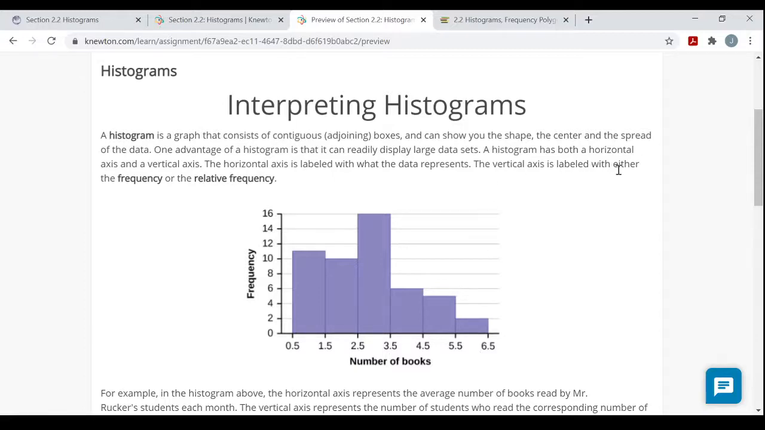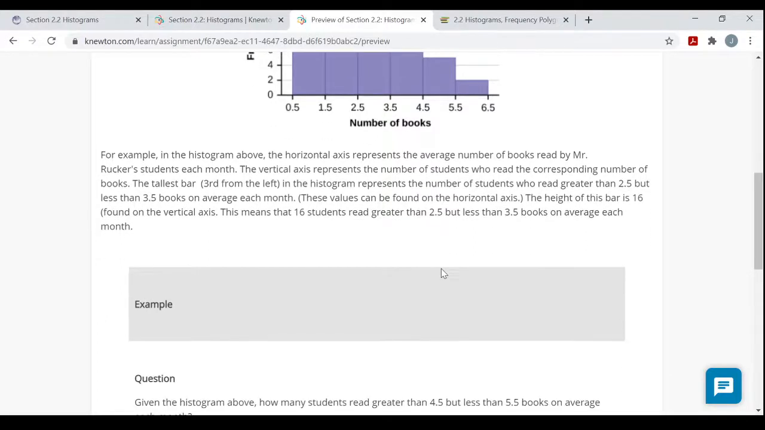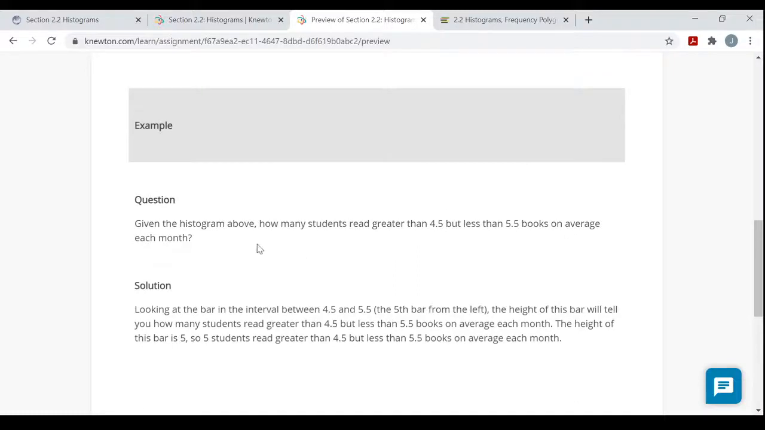The vertical axis is labeled with either the frequency, how many are in each range, or the relative frequency. Remember, relative frequency was just percentage, so you could also see relative frequency or percentages on the vertical axis. So again, you can read about the example above. All right, so their example here.